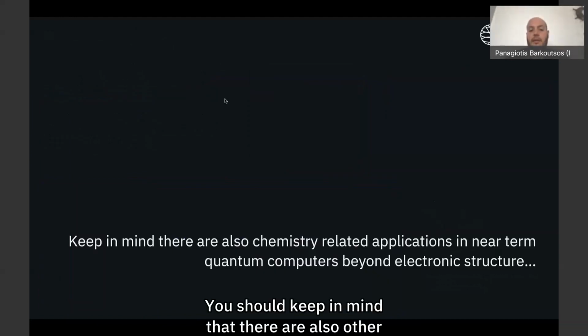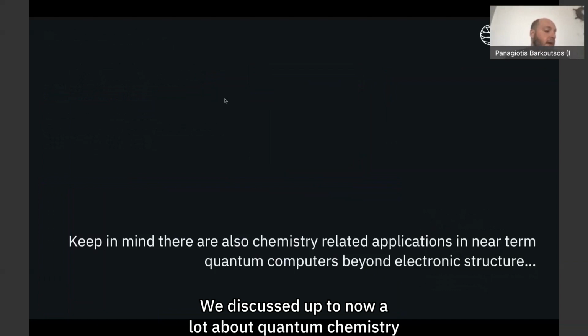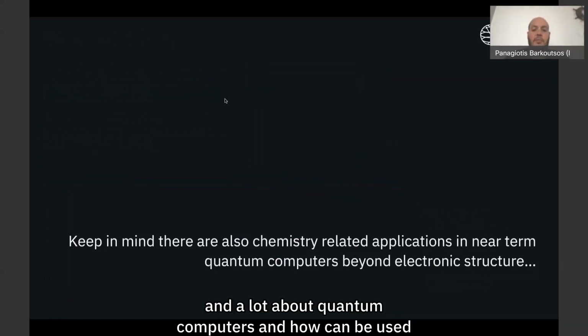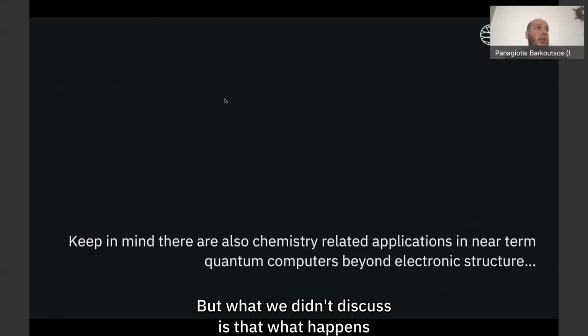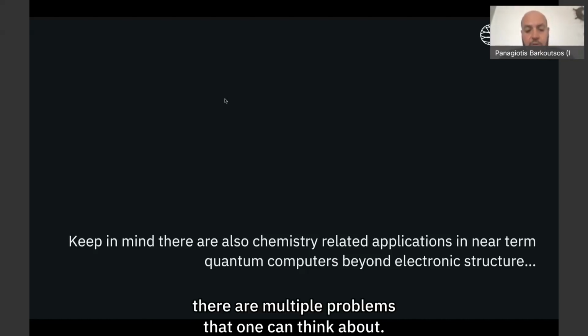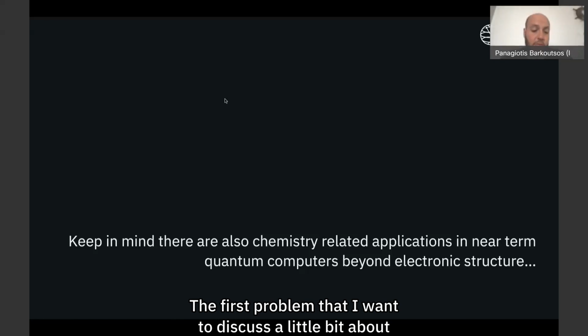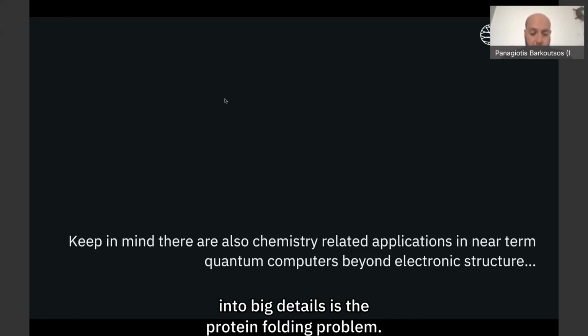You should keep in mind that there are also other chemistry-related applications that go beyond the electronic structure. We discussed up to now a lot about quantum chemistry and quantum computers, and how they can be used to simulate molecular systems, measure observables and energies, and define these kinds of systems. But what we didn't discuss is what happens if we go beyond the electronic structure problem. Beyond it, there are multiple problems that one can think about. The first problem that I want to discuss a little bit, and give you some flavor without going into big details, is the protein folding problem.